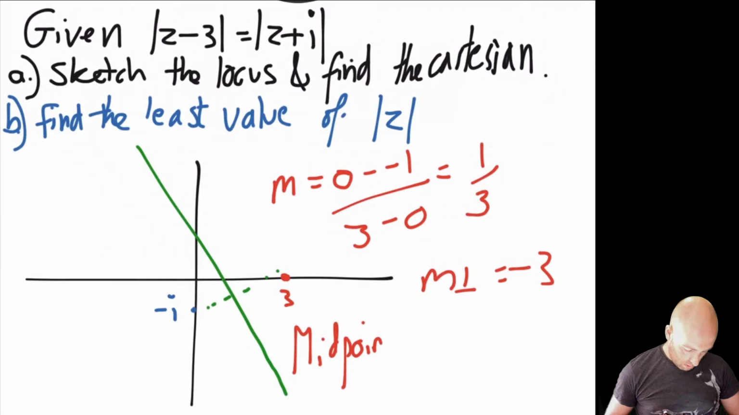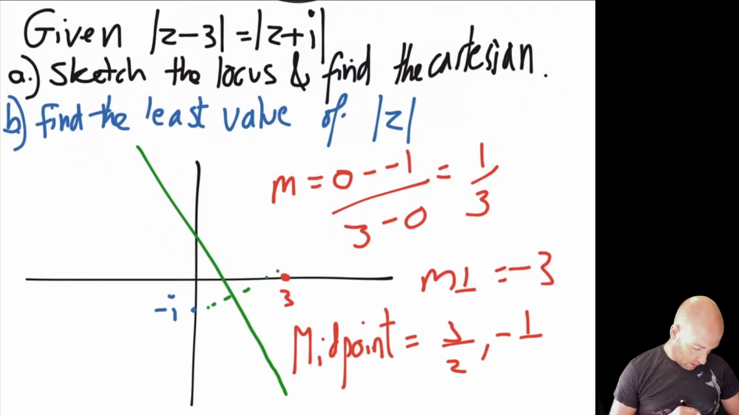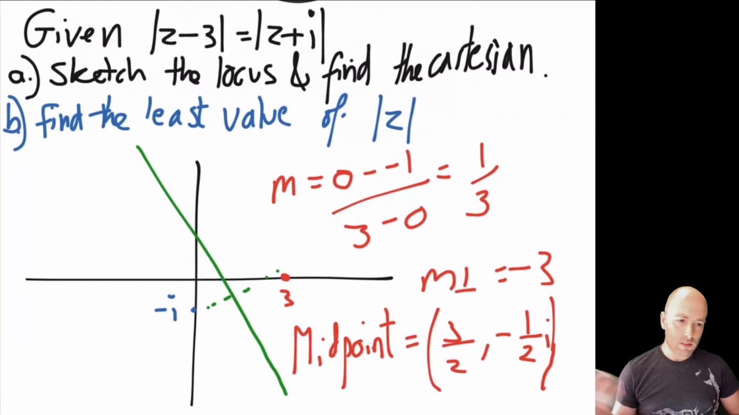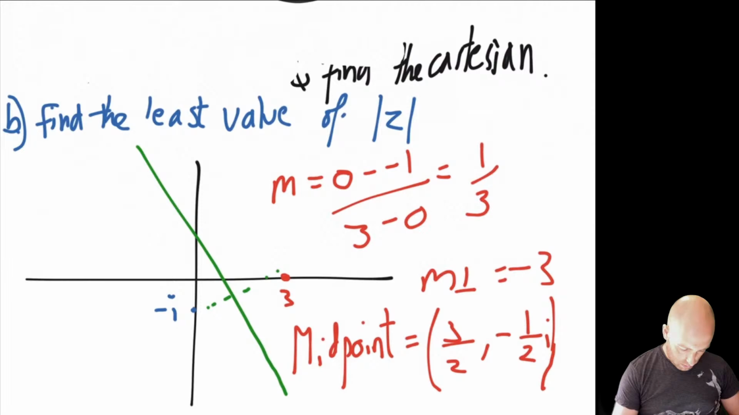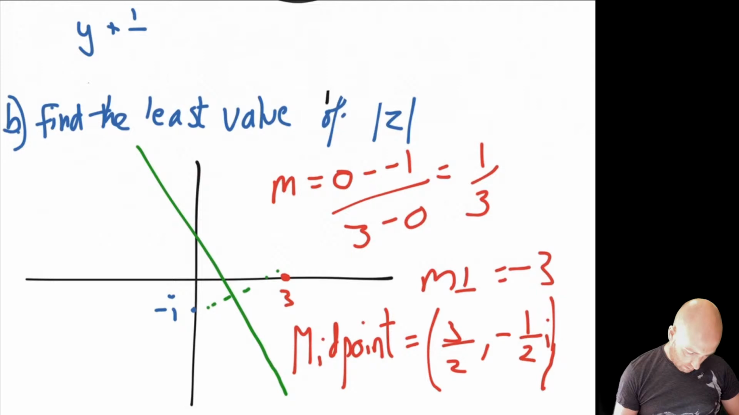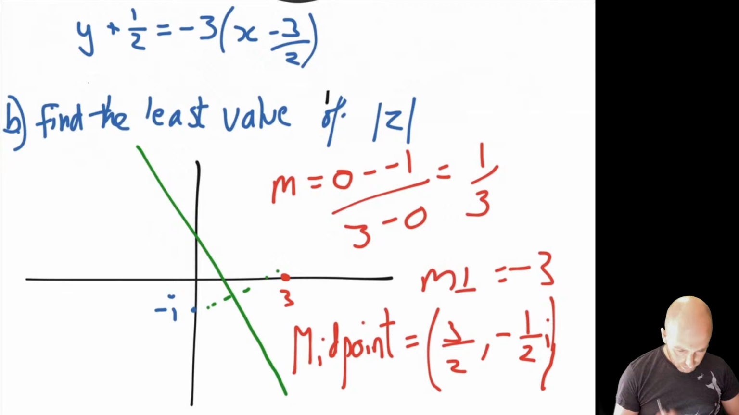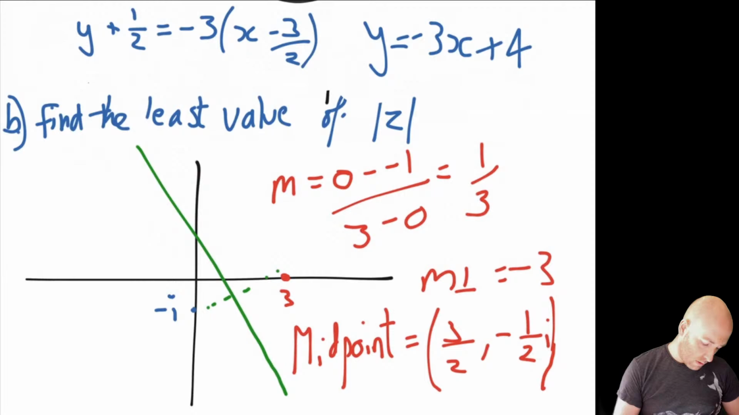Midpoint is going to be 3 over 2 minus a half i. I just halve them because the other values are 0. Let's go back up to the top and make a little space. So my line equation is going to be y plus a half equals minus 3 times x take 3 over 2. If we expand this, we get y equals minus 3x plus 4. So that is my locus, the perpendicular bisector.